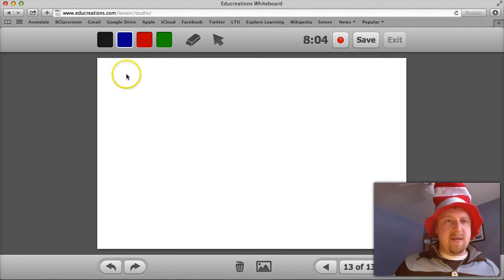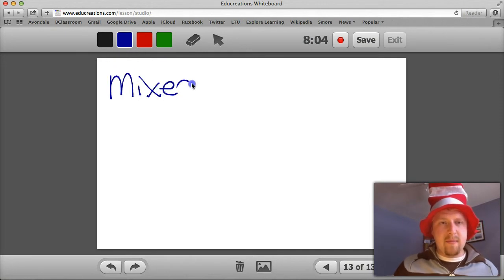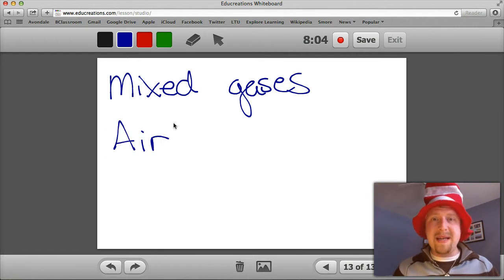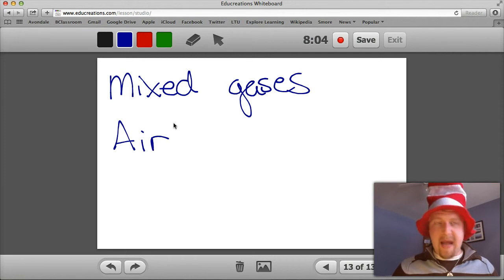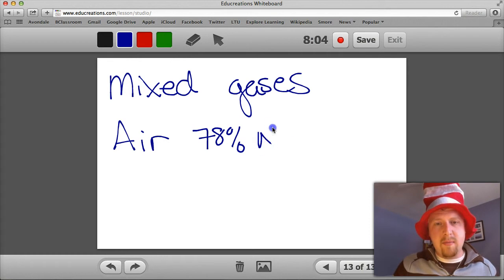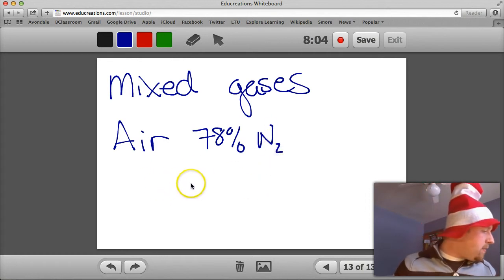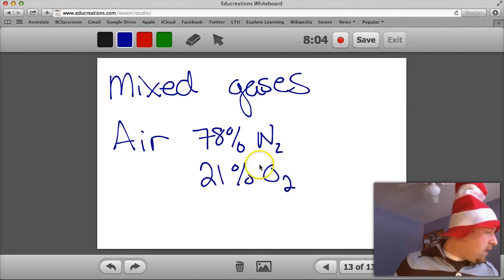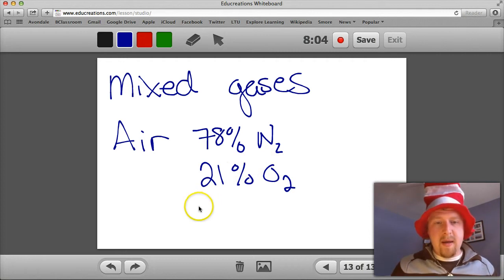When gases are mixed, first of all, we're dealing with mixed gas, meaning that there are different types of gases involved. The best example is air. When you have mixed gases like air, the pressure of each component makes up the total pressure. For instance, air is composed of about 78% nitrogen, or N2 gas. It is composed of about 21% oxygen. It's composed of about 0.04% CO2.